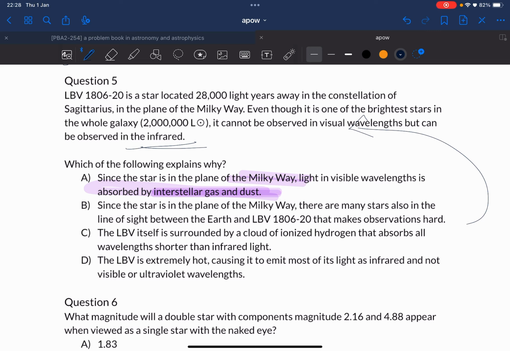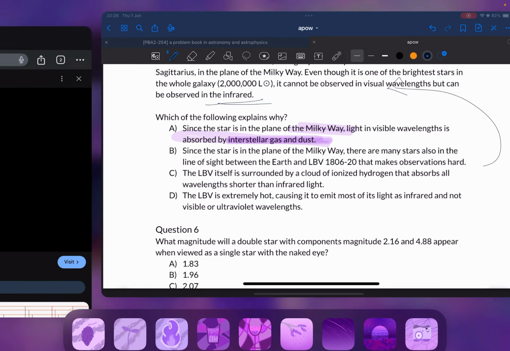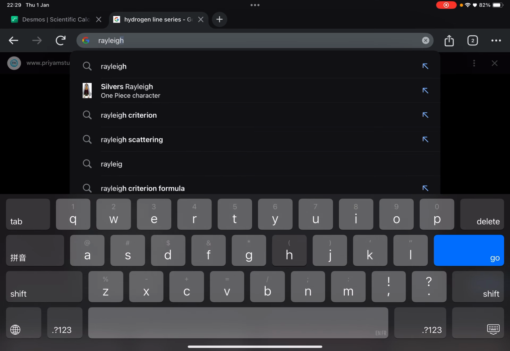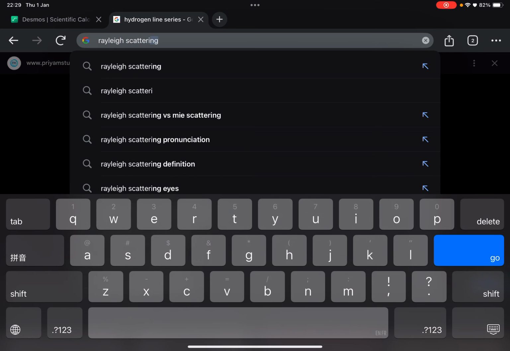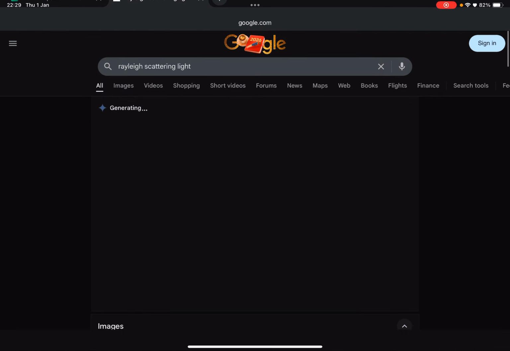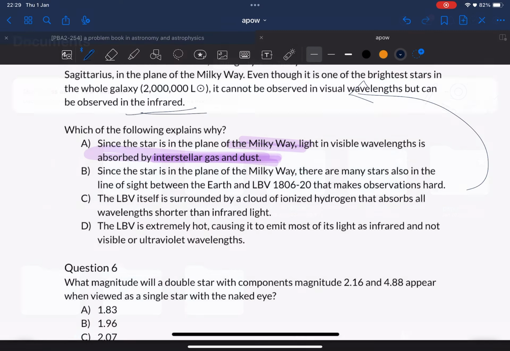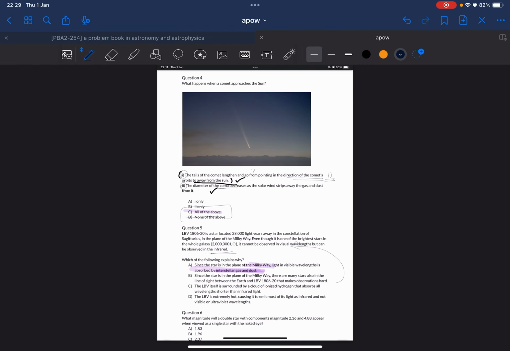I think it's correct. I think it's the blue that gets scattered more. Let me check. Rayleigh scattering. Light. I don't think I need to specify light, but blue gets preferential scatter, right? Blue. Yeah. So you're left with the red light because the blue is just gone. That's why.